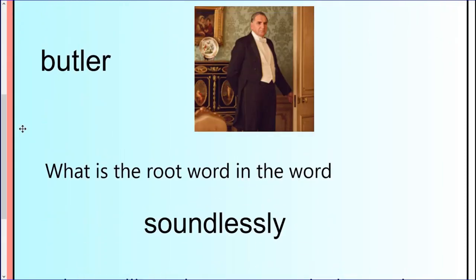Okay, what is the root word in the word soundlessly? Soundlessly is an adverb to describe carrying out an action without any sound. So if we take away the ly suffix, we've got the adjective soundless. Okay, so we've got another suffix there at the end. Soundless means that there is no sound. So if we take away that suffix as well, we've got the noun sound. Okay, that is our root word.